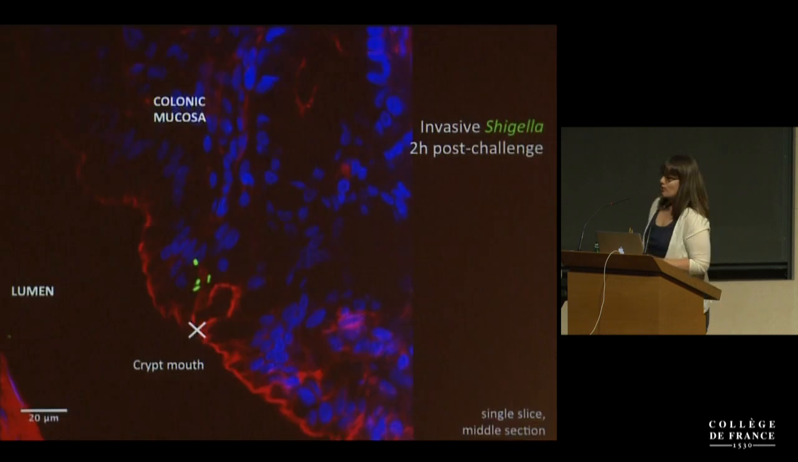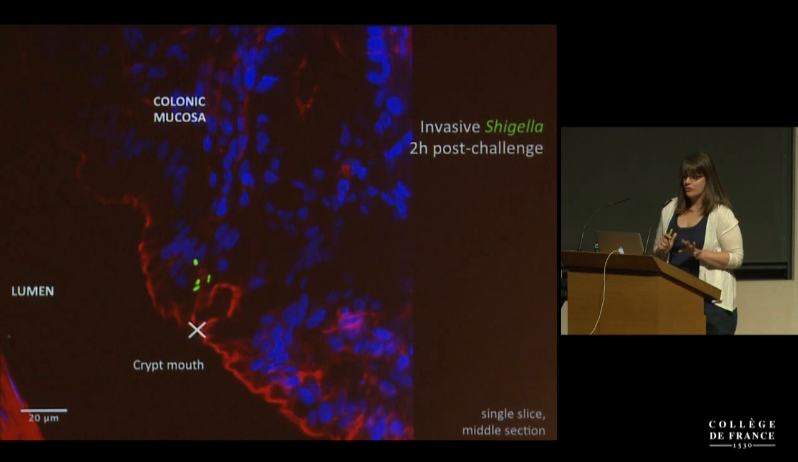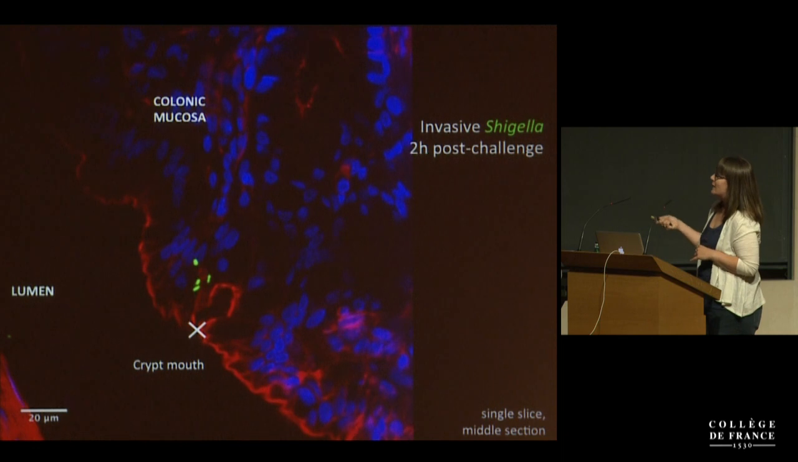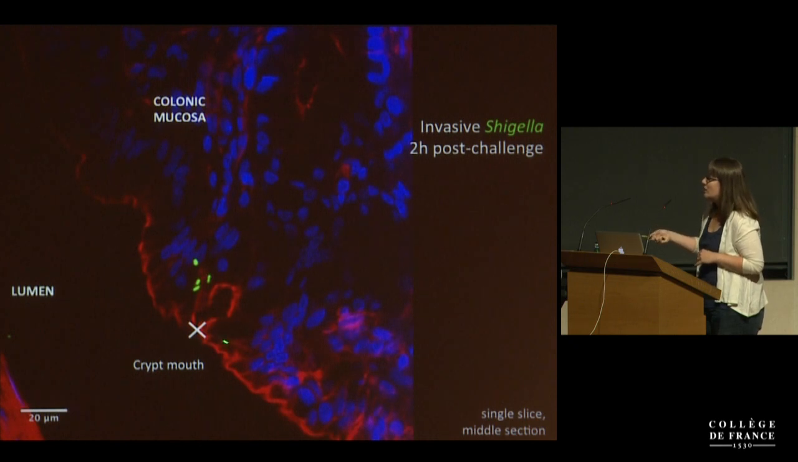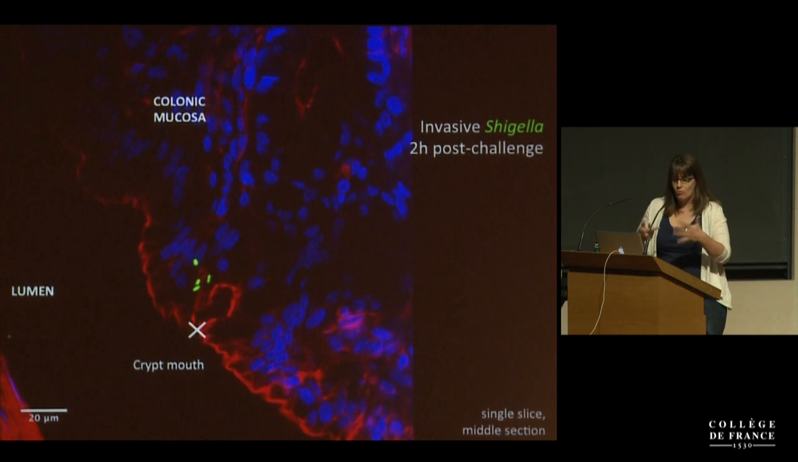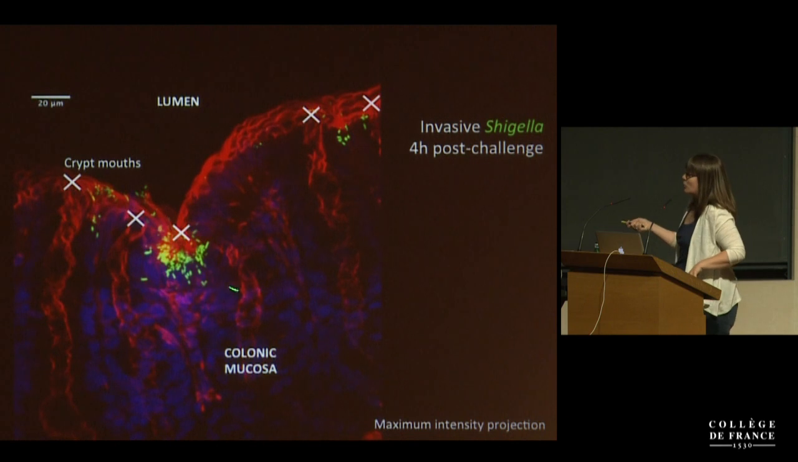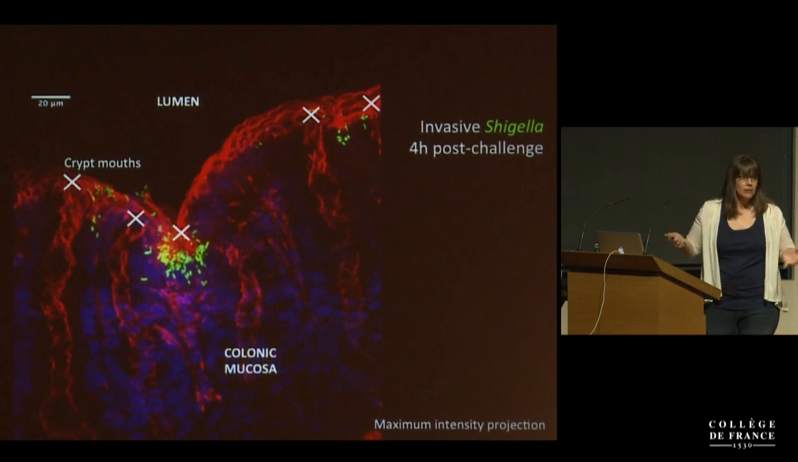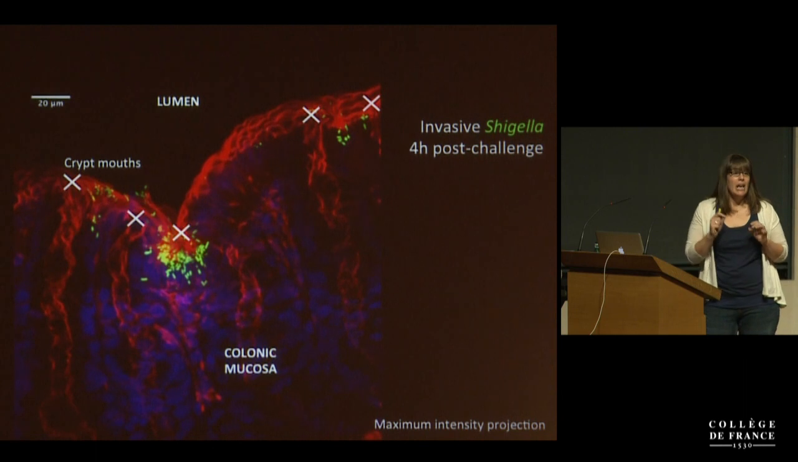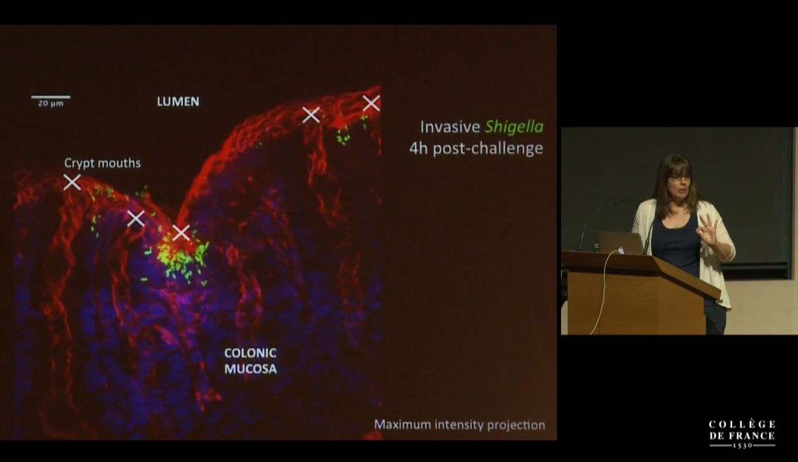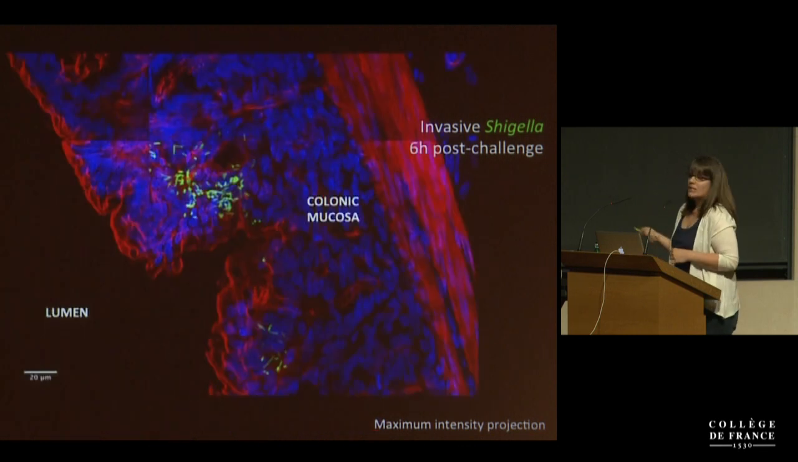So again, just looking at our images, we have an impression of key events that are occurring. This is just an example at 2 hours post-challenge. You see the Shigella here that are really closely associated with this crypt mouth. So this is basically the beginning of this invagination of the crypt. We saw this occurring quite regularly at this early time point. And then as the infection progresses, we see that Shigella is already replicating, and that there's a bit of tissue damage that's occurring localized at the site of infection. So the closer you are to the bacteria, the more damage to the tissue. And this only progresses as time goes on.